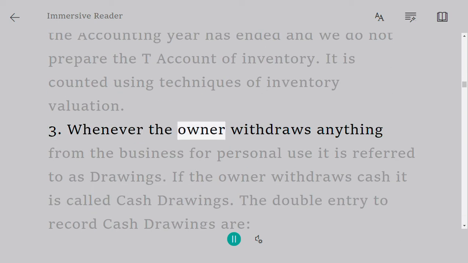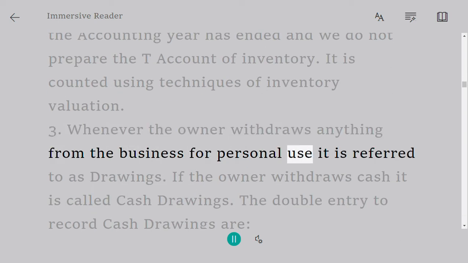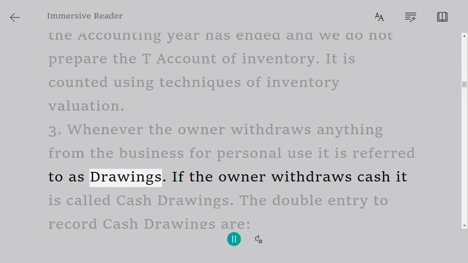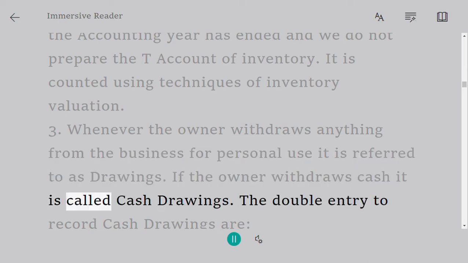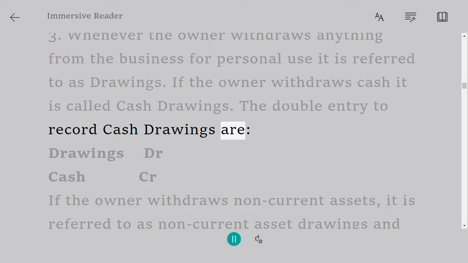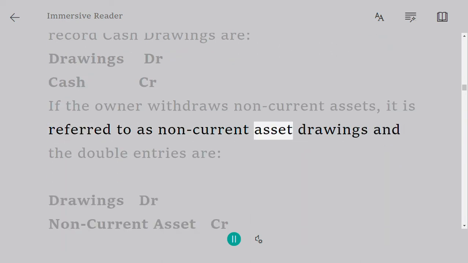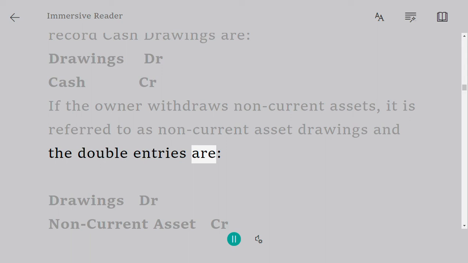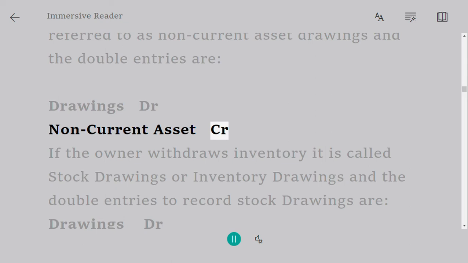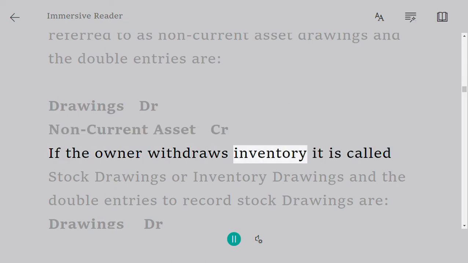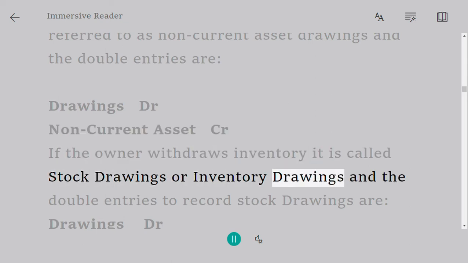3. Whenever the owner withdraws anything from the business for personal use it is referred to as drawings. If the owner withdraws cash it is called cash drawings. The double entry to record cash drawings is drawings Dr, cash Cr. If the owner withdraws non-current assets, it is referred to as non-current asset drawings and the double entries are drawings Dr, non-current assets Cr.